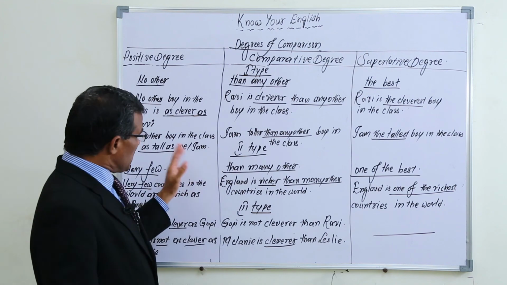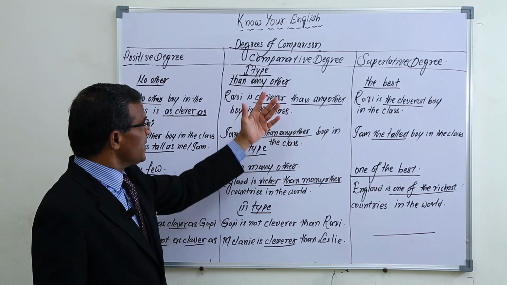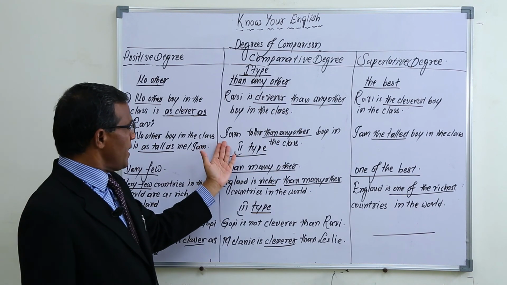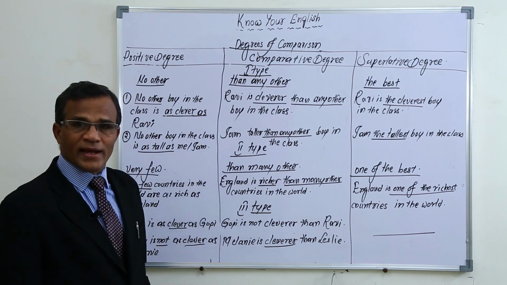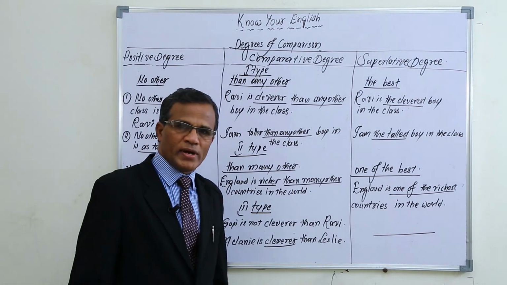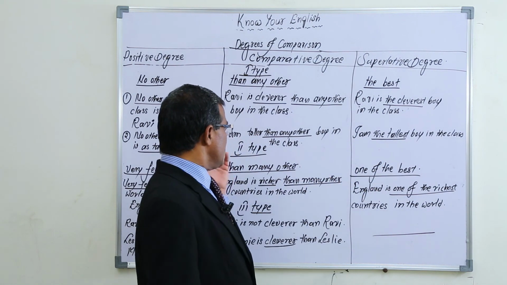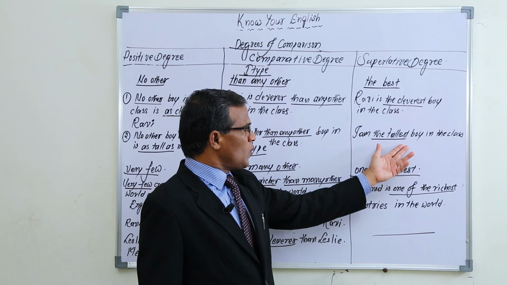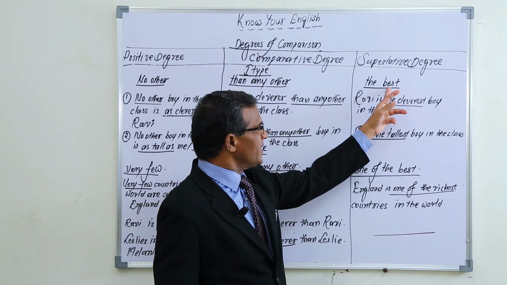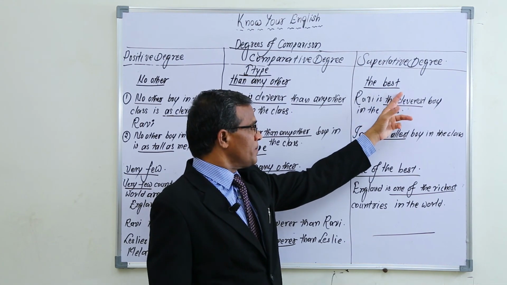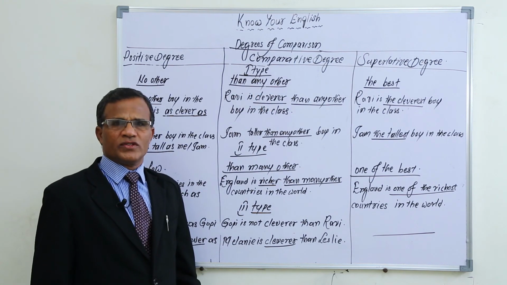And without changing the meaning of this one, we can frame a sentence in comparative degree also. What's that? I am taller than any other boy in the class. And in the same way, in superlative, without changing the meaning of these two sentences also: I am the tallest boy in the class. The tallest, just like the best, the tallest. Okay, this is the first type of sentences.